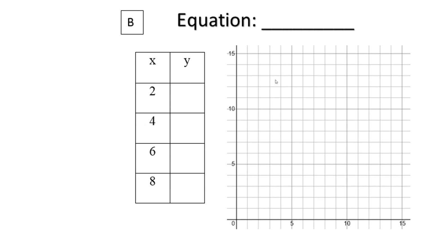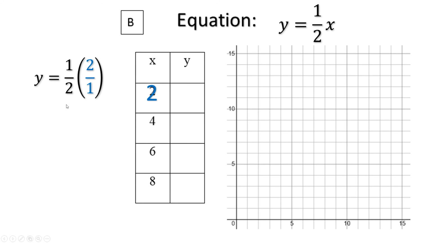Okay, we're on to the second equation. So bottom right of your notes, it's going to be y equals 1/2 x. So think about what you would do to get the y value. Well, you're going to say that instead of an x here, we're going to have a 2. So it's going to be 1/2 of 2, or 1/2 times 2 over 1. 1/2 of 2 is 1. Also, 1 times 2 is 2. 2 times 1 is 2. 2 divided by 2 is 1.